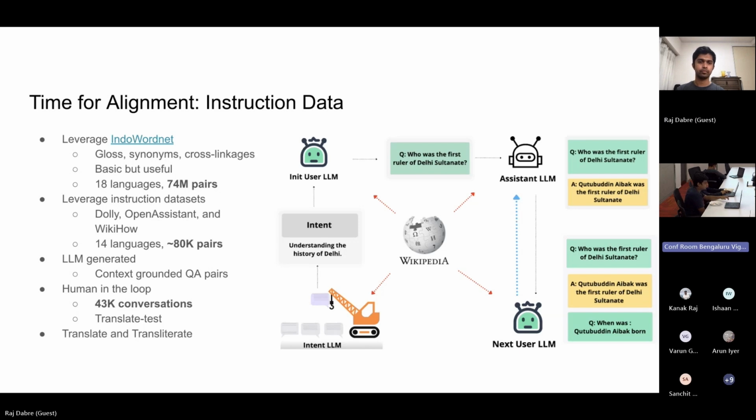I had a basic question. When you're talking about pairs, you're talking about question answer pairs that are generated. Yes. And one more thing, when you're translating these into a local language, what are you using to do that translation? So we're using IndicTrans 2. Okay.